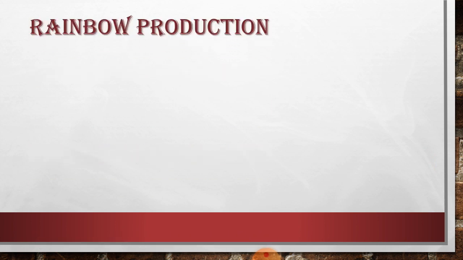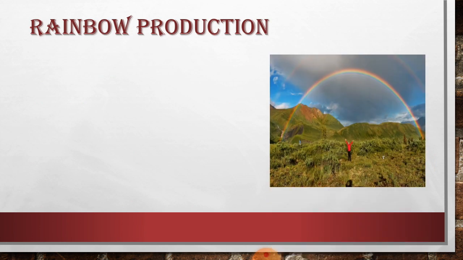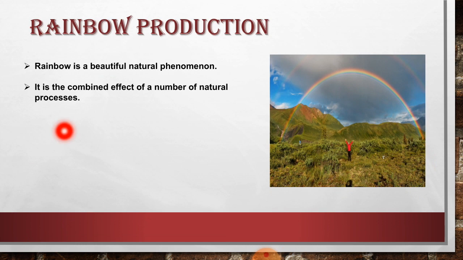Now another easy topic which we are going to learn is rainbow production. I think many of you have already seen a rainbow till now. Yes, many of you have seen the rainbow. So a rainbow is a beautiful natural phenomenon, right? It is a combined effect of a number of natural processes. When a number of natural processes combine with each other, what do they form? They form a beautiful rainbow.